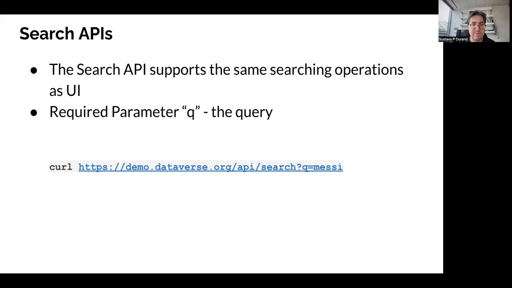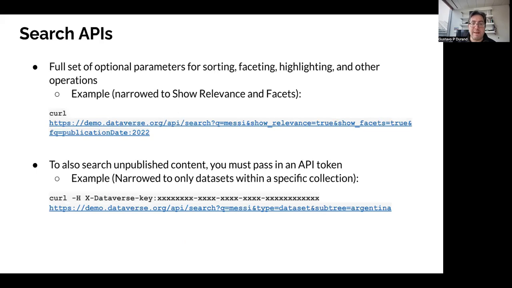It would return a bunch of results, but maybe we want more specific information. So we do have the ability to add optional parameters, which will allow you to sort, and allow you to use facets, because the facets allow you to highlight why it matches your search results, and other such operations. So here's a couple of examples. The first one, we're still doing the same query of messy, but now we're saying, go ahead and let me know why you matched those results by saying show relevance equals true. So besides just giving you the results in the response, it'll also tell you why they matched.